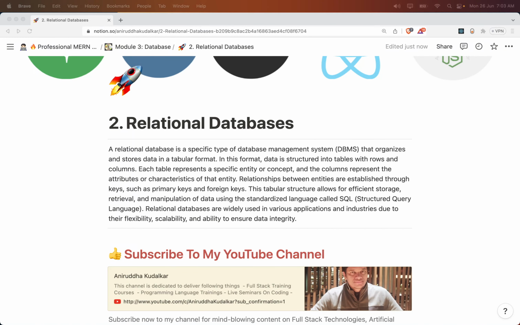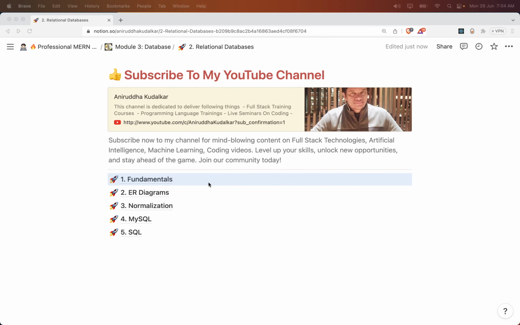Hi, welcome to the new chapter, Relational Databases. So in the relational databases, we are going to see the importance of the relational database. We are going to see fundamentals of the relational databases, ER diagrams, normalization techniques, working with MySQL.